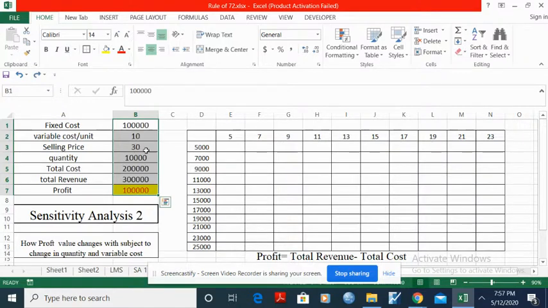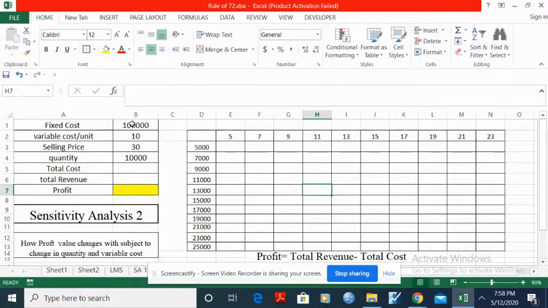In today's session, let's understand the sensitivity analysis table. We have an illustrative example here: how profit value changes with respect to change in quantity as well as variable cost. First, let's calculate profit. What is the standard formula for calculation of profit? Total revenue minus total cost.